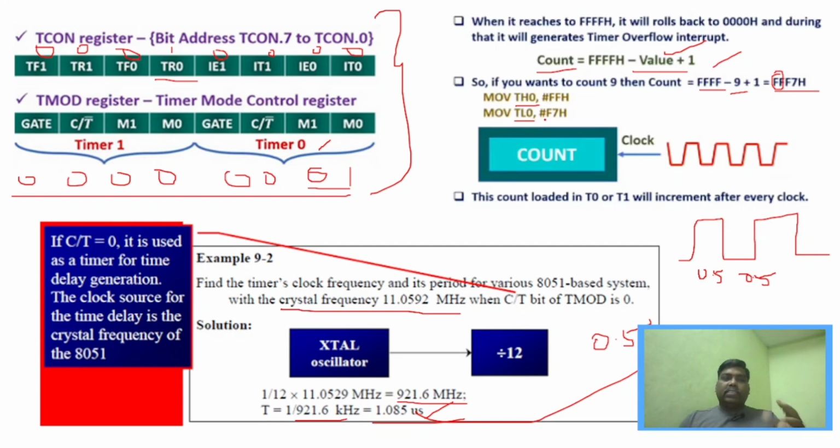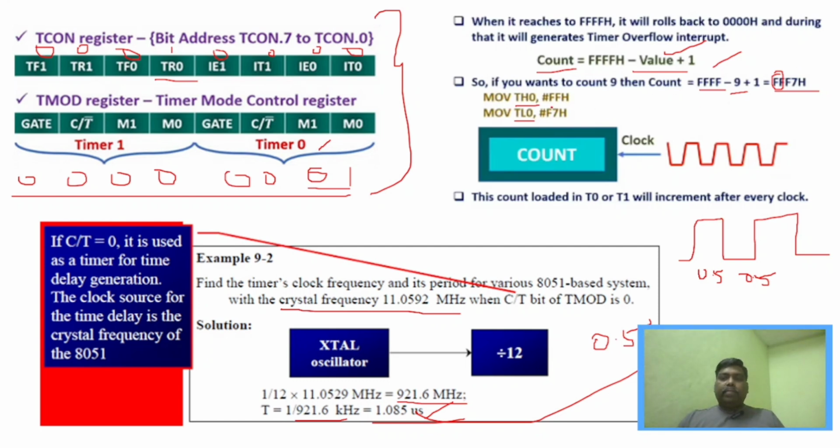So what we have done is we have configured the TMOD register, we have configured the TCON register, and also we have obtained the TH value and TL value. All we have to do now is feed this information to the timer and start the timer, right?